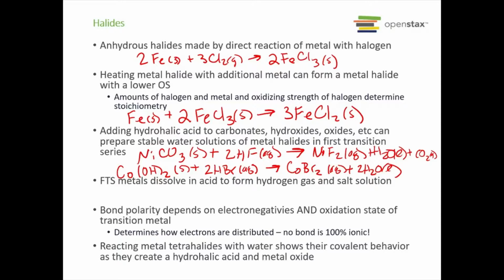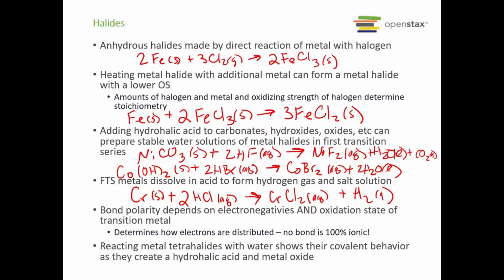FTS I have for meaning first transition series. I was getting tired of typing the whole thing. But the first transition series metals can dissolve in acid and they will form hydrogen gas and a salt solution. So for example, if we take some chromium, throw it in some hydrochloric acid, we make chromium 2 chloride and hydrogen gas.